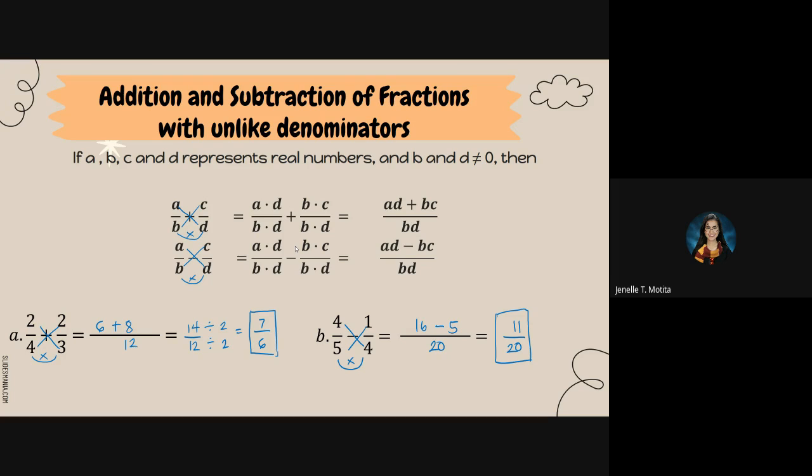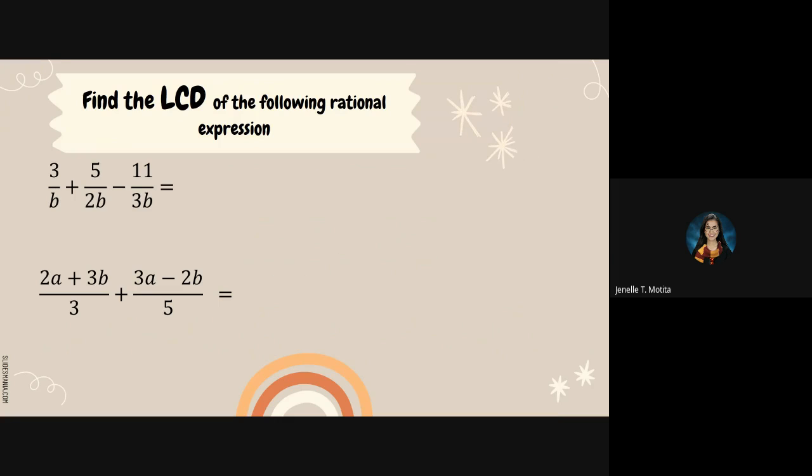Aside from just multiplying your denominators to get your final denominator, you can have your LCD as well. Okay, so I got here 3 over b plus 5 over 2b minus 11 over 3b. So let's find the LCD for these rational expressions. First, let's take the numerical coefficients. You got here 2 and 3. What is their least common multiple?